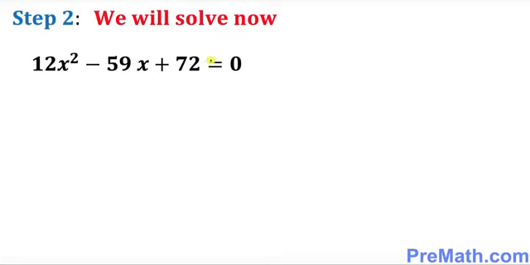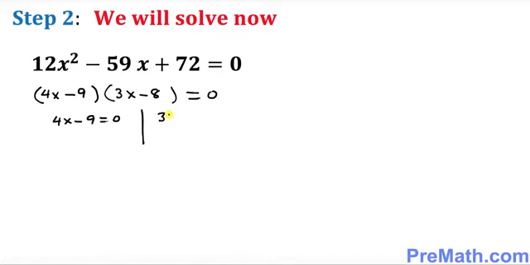In order to solve, we must set it equal to 0. In the previous step, we already found our factors. And what were those two factors? Do you recall? The first one, 4x minus 9, and the other one was 3x minus 8, and set it equal to 0. Since they are equal to 0, we're going to split them up. I'm going to say 4x minus 9 equals 0. The second factor, 3x minus 8 equals 0. So we're going to solve both of them.